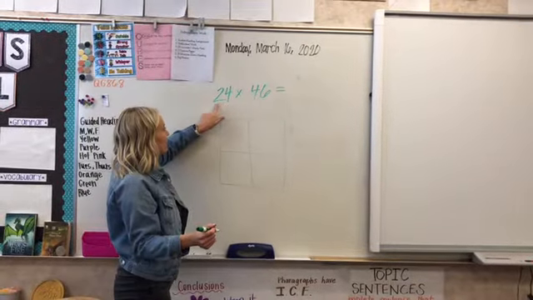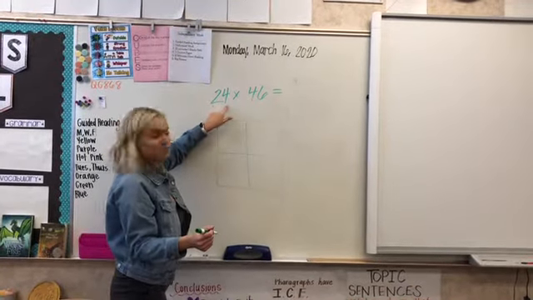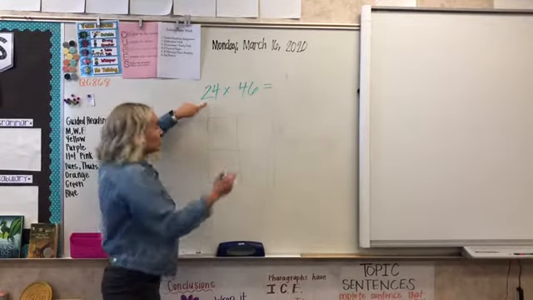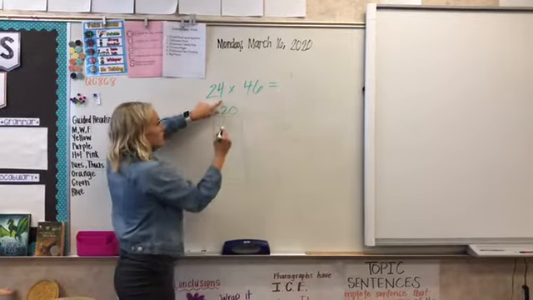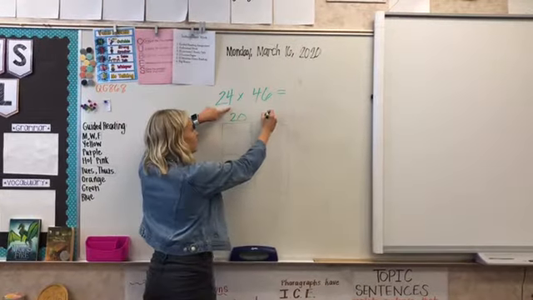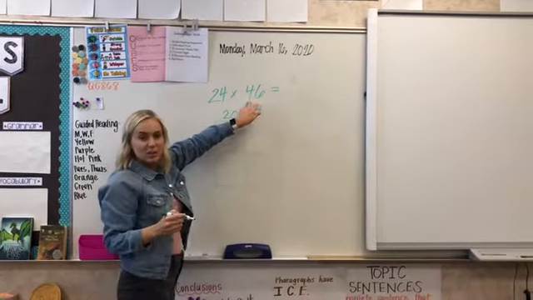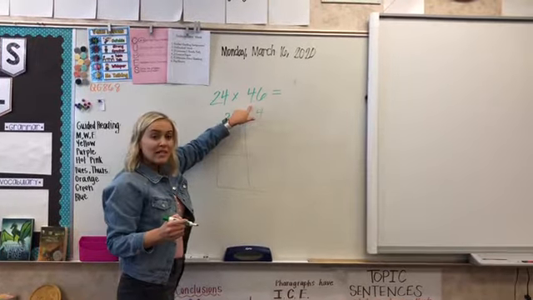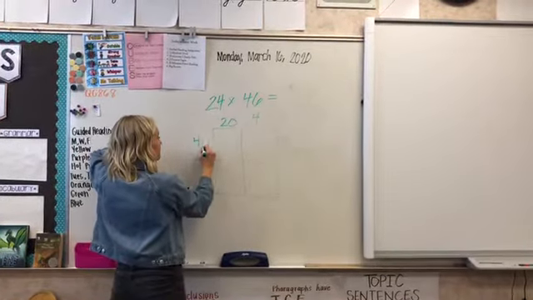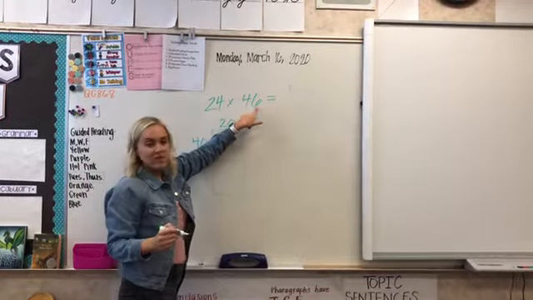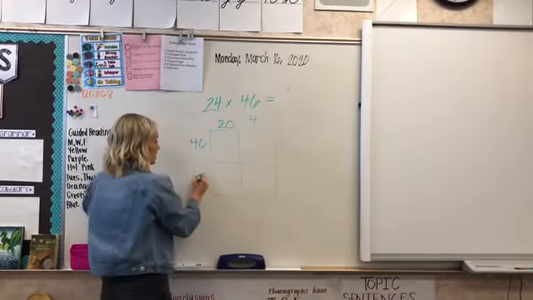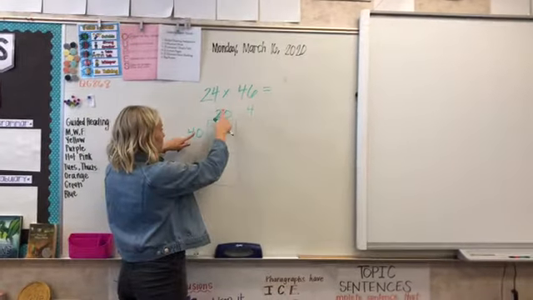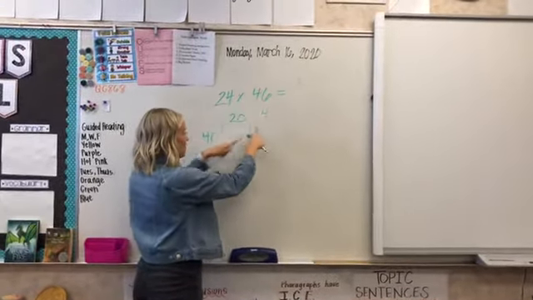So I see here that I have a 2 in the tens place and a 4 in the ones place. So I know that the value of that 2 is 20 and the value of that 4 is 4. Now I'm going to do the same thing for 46. The value of that 4 in the tens place is 40, and the value of that 6 in the ones place is just 6.